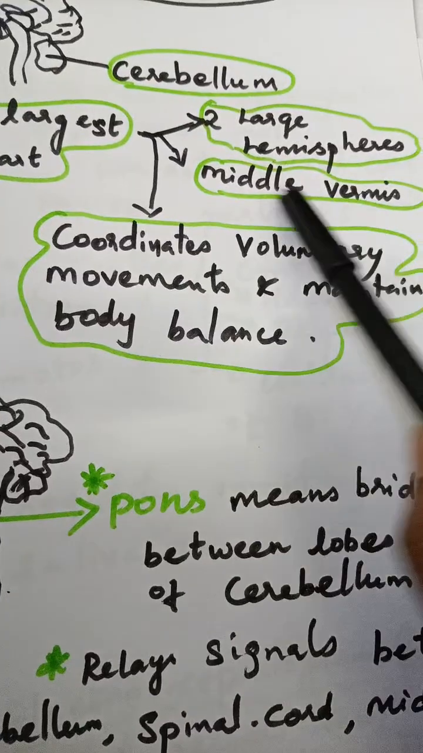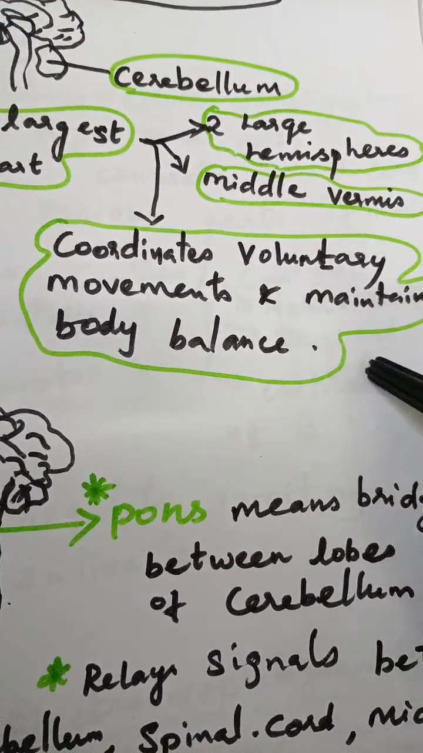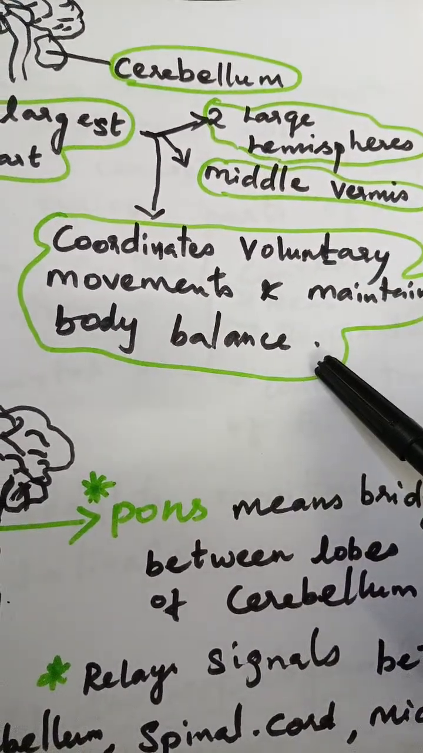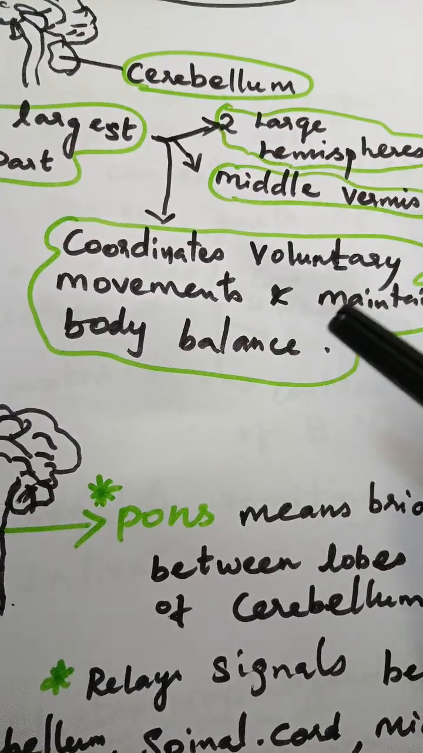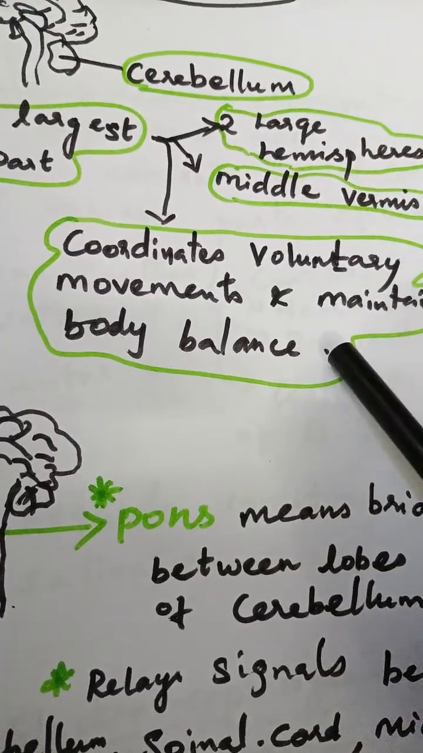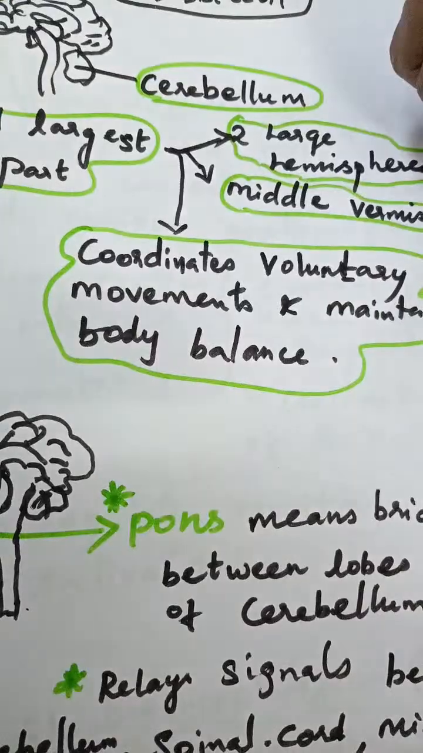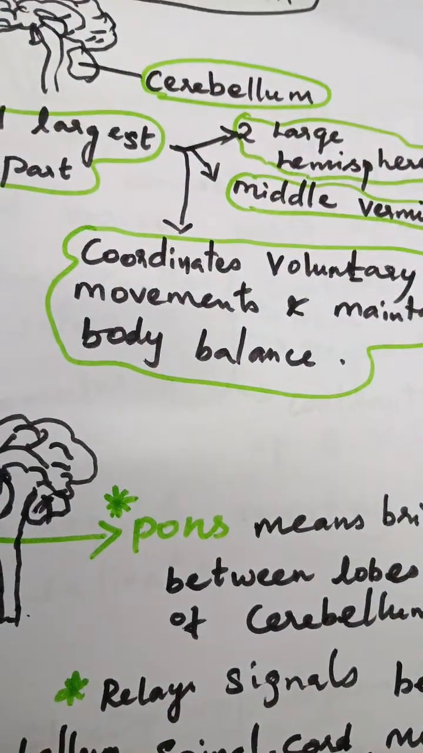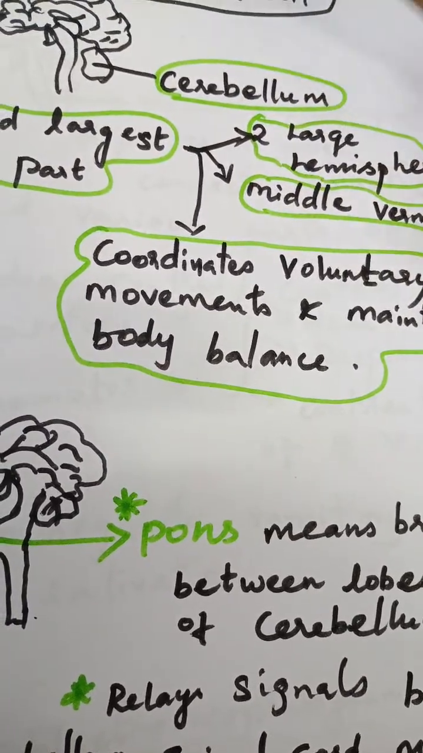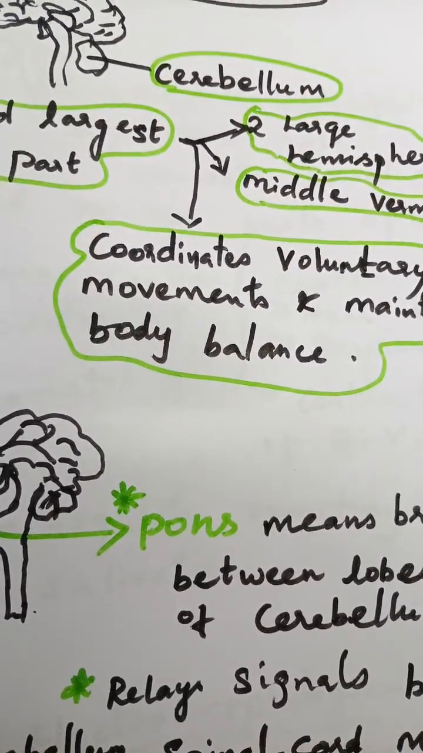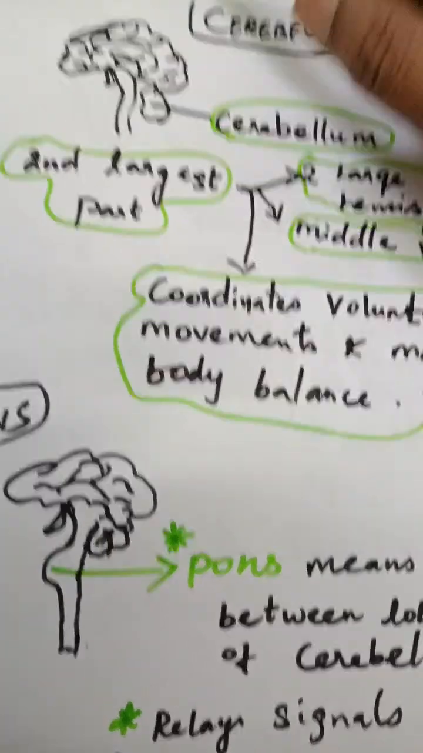And what it will do, it will coordinate voluntary functions, voluntary movements or voluntary actions, and maintain the body balance. You are having a balance in your body. You are standing erect, you are able to do your work. If I say take that pen, I am taking. That is voluntary, I am giving instruction to the body through the brain. So the brain is sending the information through the cerebellum part. So the voluntary actions or movements that we do with our knowledge are mainly controlled by the cerebellum.